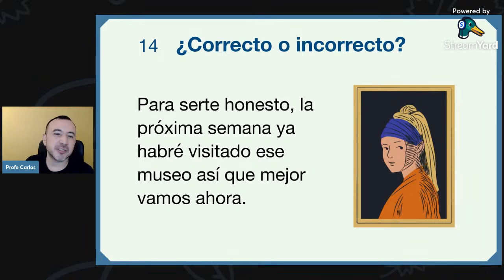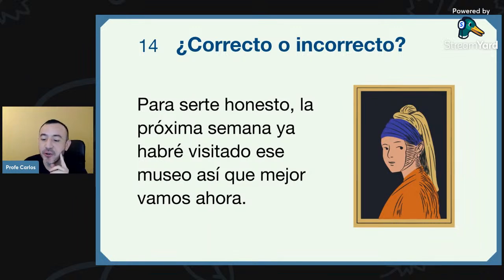What does your gut tell you? Is this correct? Is this incorrect? If it's incorrect, tell us why. Para serte honesto, la próxima semana ya habré visitado ese museo, así que mejor vamos ahora. What do you guys think? What are we trying to say here, actually? I will give you the translation, but try to think if this is correct or incorrect. Being honest, next week, that museum, so it's better if we go now.